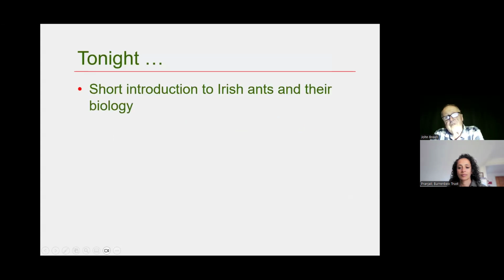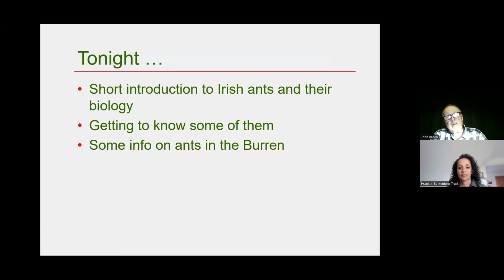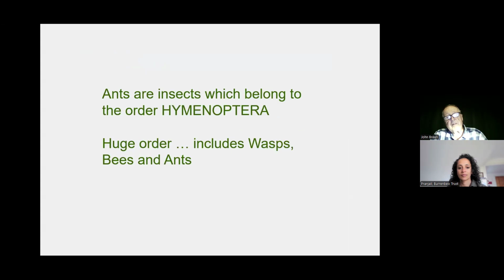So basically a short introduction to Irish ants and their biology and getting to know some of them. Some info on ants in the Burren. And I'll start by saying that the ants are related to wasps and bees, and they're in the order Hymenoptera.